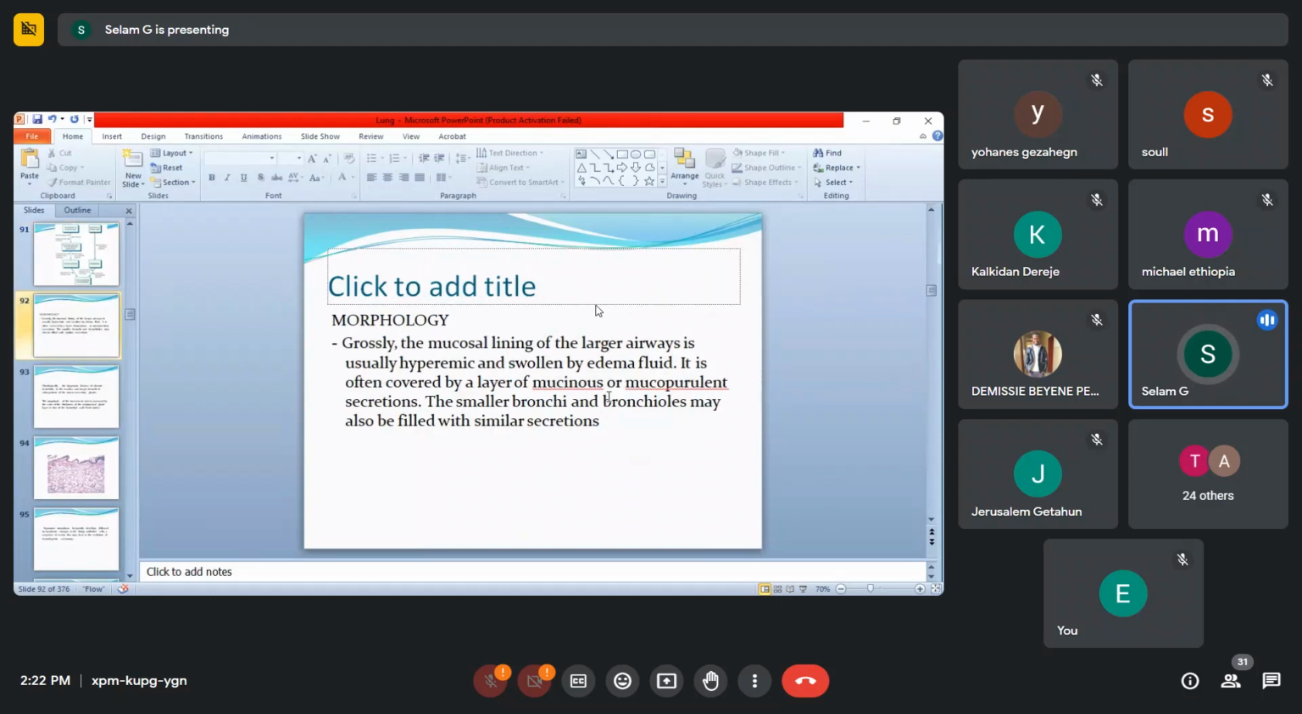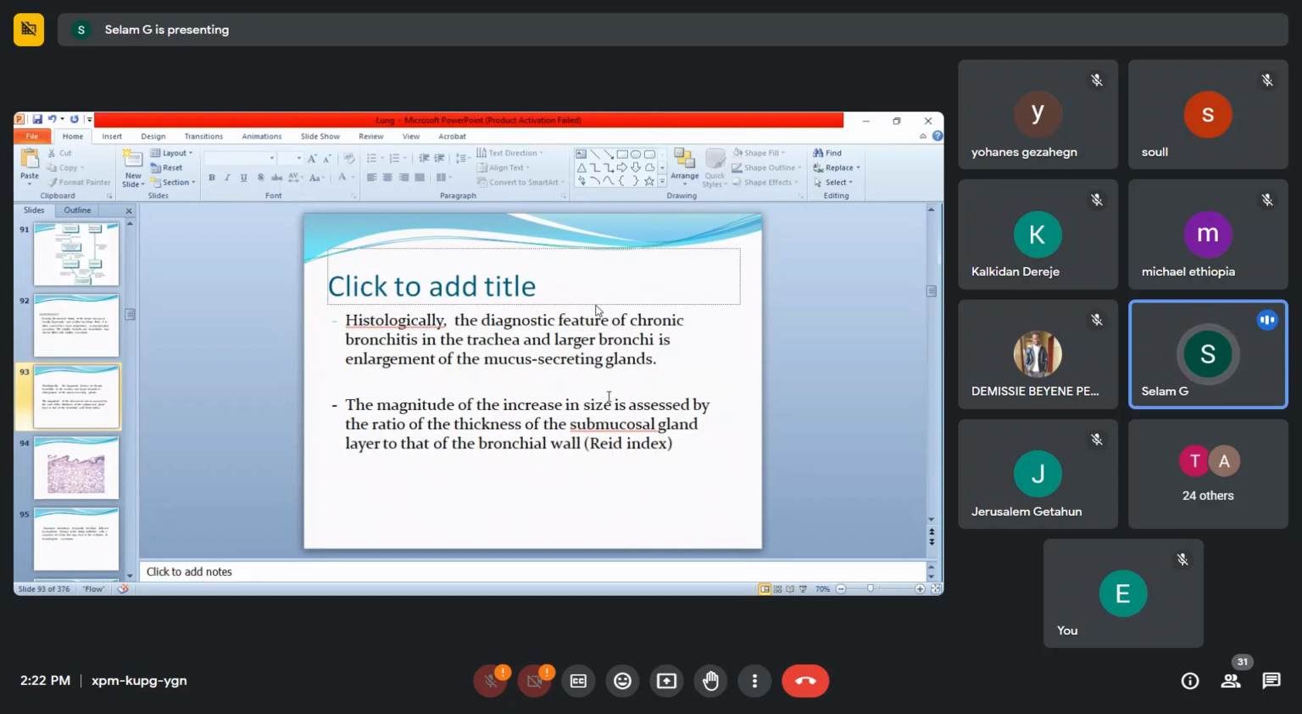Morphologically, grossly, the mucosal lining of the larger airway is usually hyperemic and swollen by edema fluid. It is often covered by a layer of mucus or mucopurulent secretions, and the smaller bronchi and bronchioles may also be filled with similar secretions.